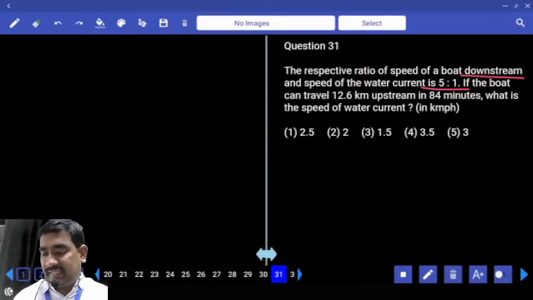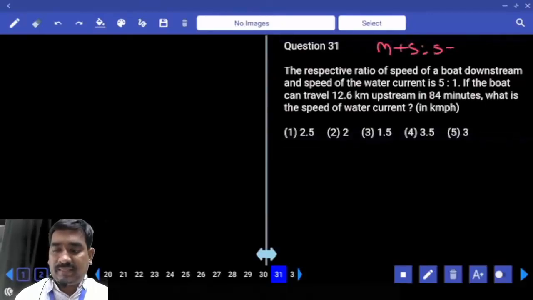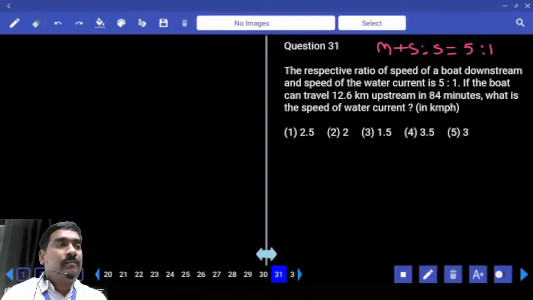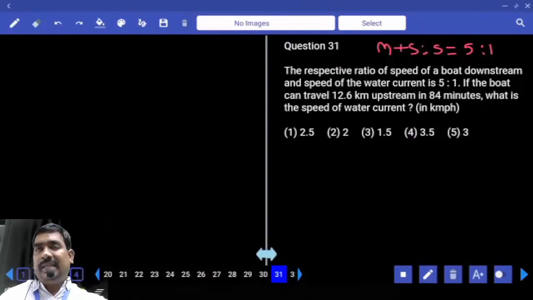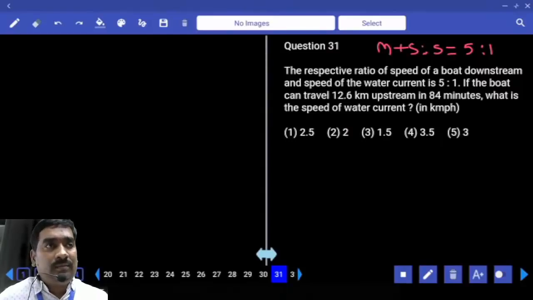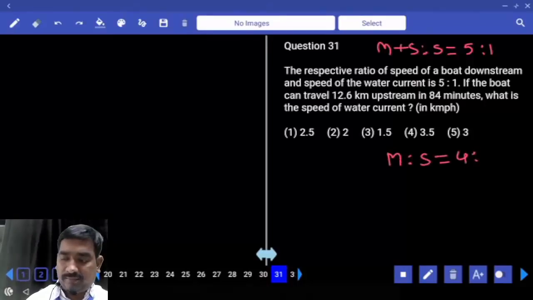Downstream means M plus S. M plus S and S are in the ratio of 5:1. M plus S is 5 parts and S is 1 part, which means M is 4 parts. So M and S are in the ratio of 4:1.